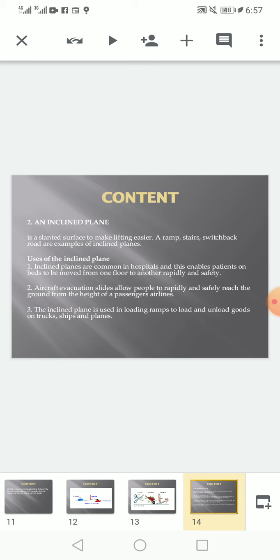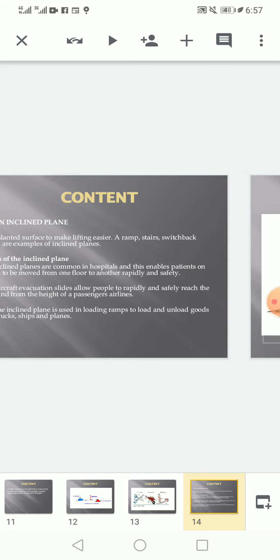Inclined planes are commonly used in hospitals, and this enables patients on the bed to move from one floor to another rapidly and safely. Second, aircraft evacuation slides allow people to rapidly and safely reach the ground from the heights of a passenger airline. And the third use of an inclined plane is in loading ramps to load and unload goods to the trucks, ships, and planes.